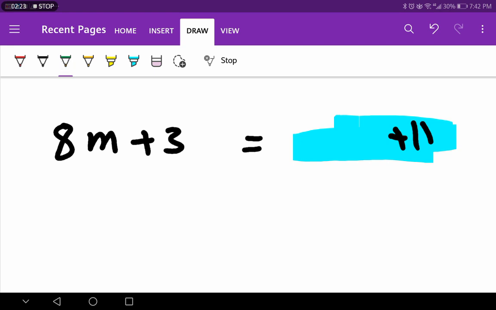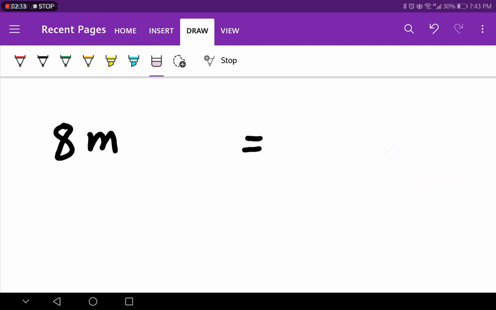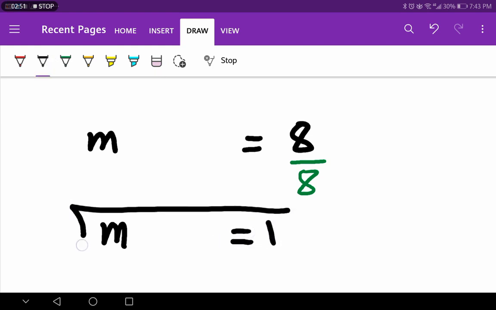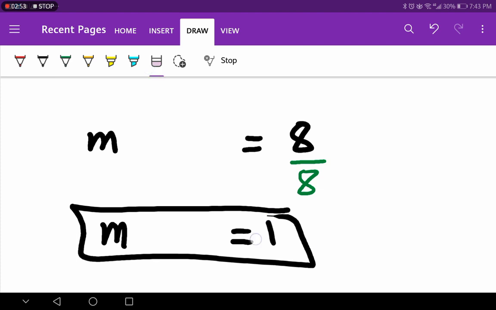Now minus 3, so here it is eliminated, and here will be 8. Then divide by 8, this will be eliminated, the m coming down alone and happy, as you know, which equals 1. We are done. Are you happy with that?